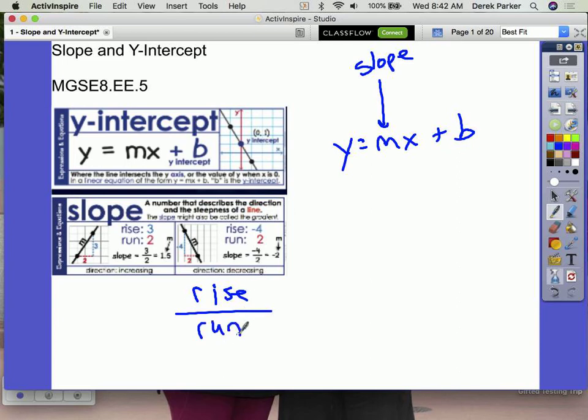And you can also use the equation that I taught you last week: m equals y2 minus y1 divided by x2 minus x1. And also b, the y-intercept. The y-intercept is where the line intersects the y-axis, or the value of y when x is 0 in a linear equation.